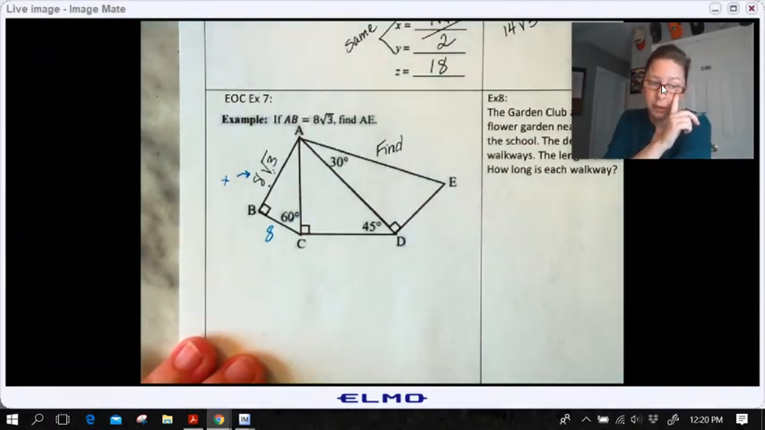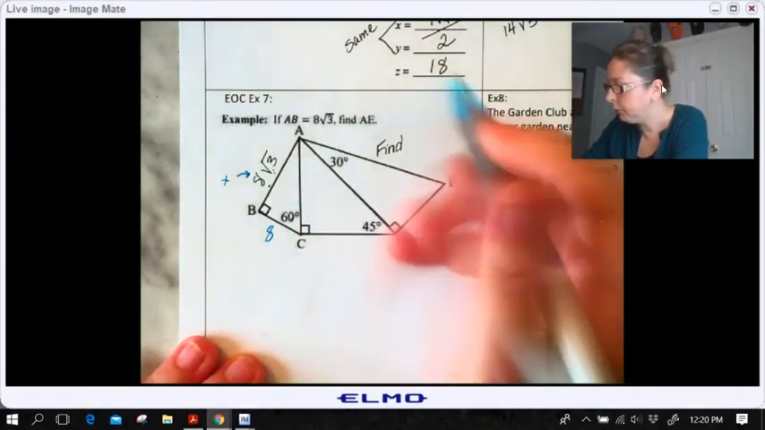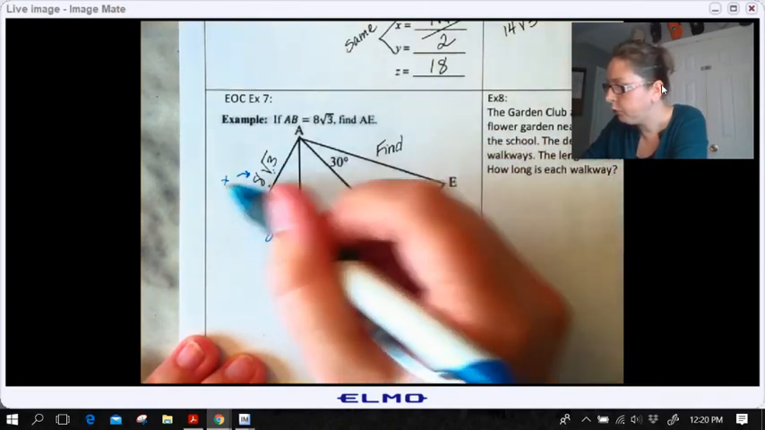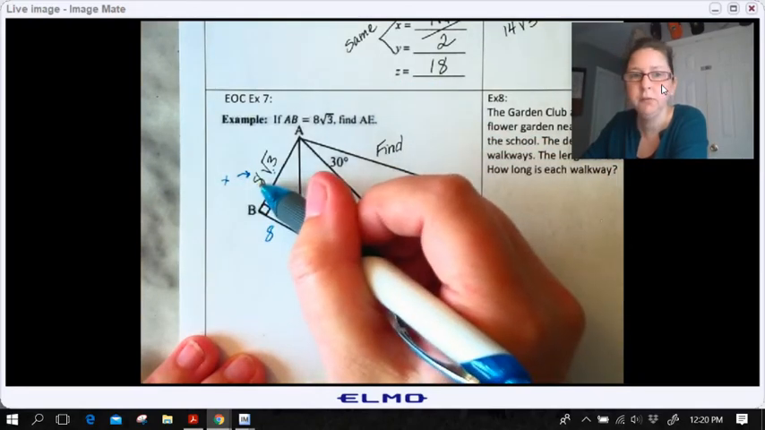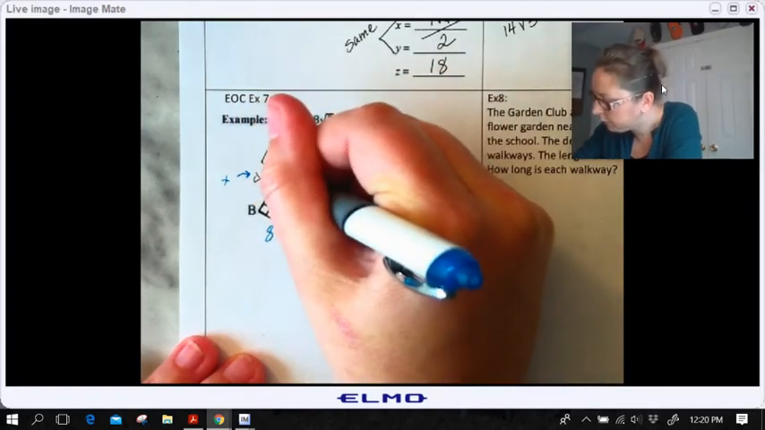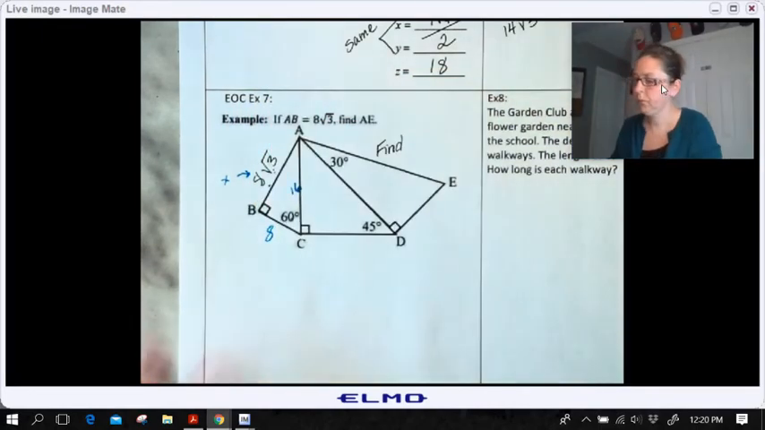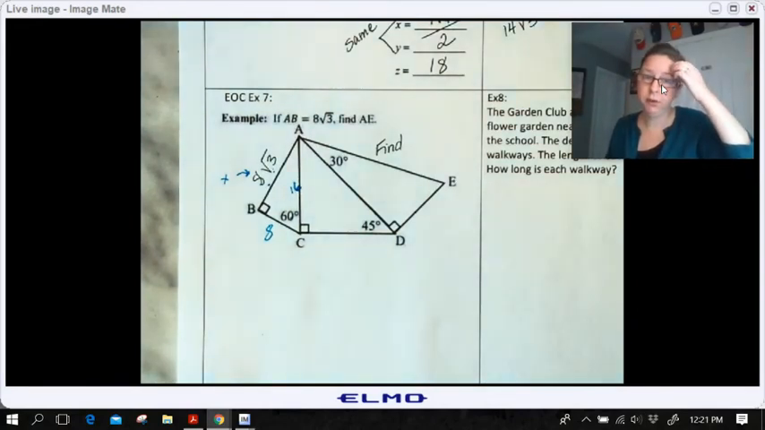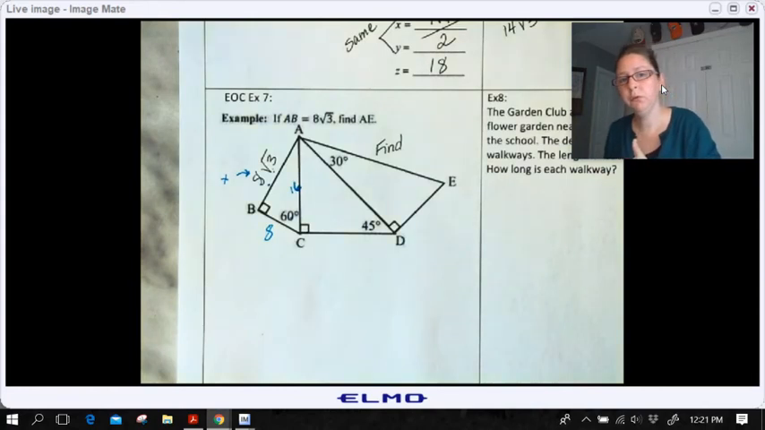Now I need to figure out the hypotenuse. Well, the hypotenuse is 2 times this value. So 16. All right, so I figured out the 3 sides of the first triangle. Now let's move over to the 45, 45, 90.